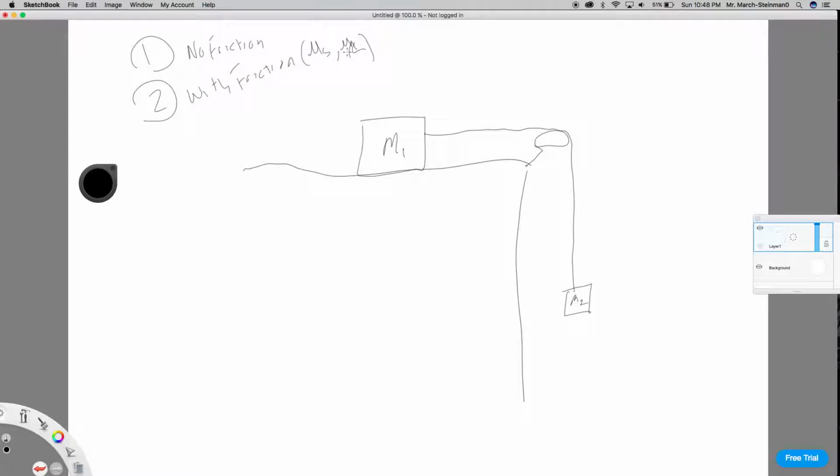And in this case, there are a couple things I want to know. One is A, the acceleration of the system, and then B, if there is a condition where it is static, what is the condition based on the masses? Static or dynamic equilibrium.